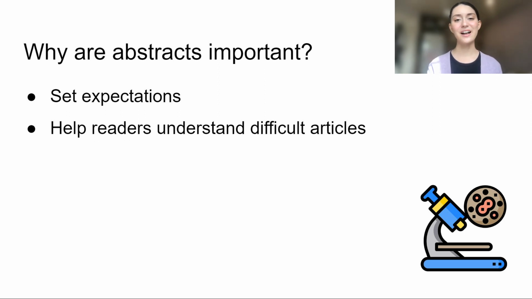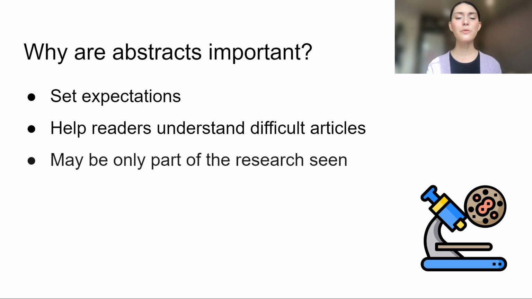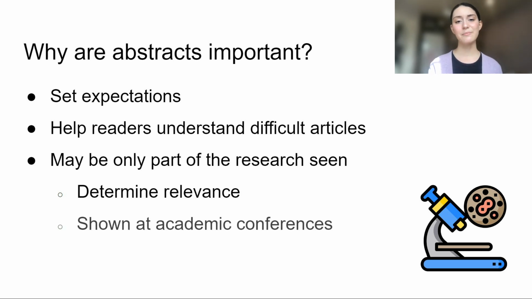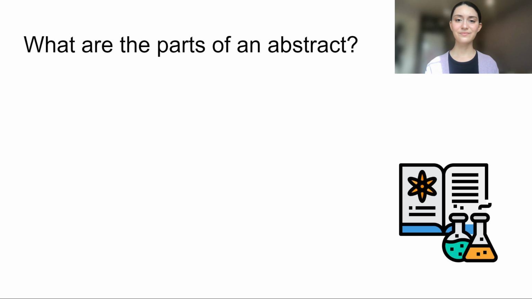Another reason why abstracts are important is that they may be the only part of your paper that is actually read. Those researching through a scientific database often use an article's abstract to determine whether the article is relevant or not before actually reading it. Abstracts may also be used as an explanation for an article during a poster presentation, or more generally at academic conferences.